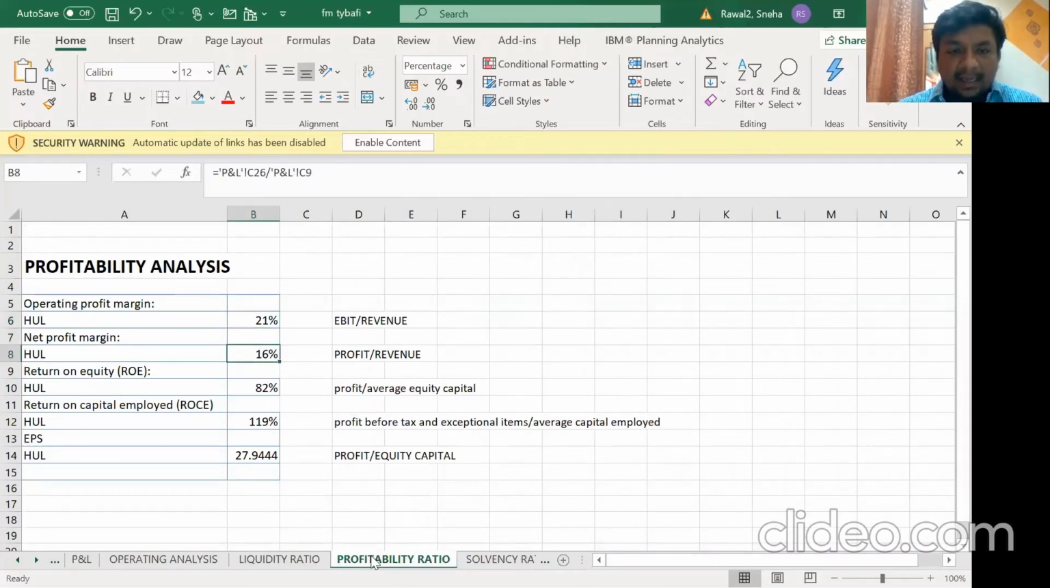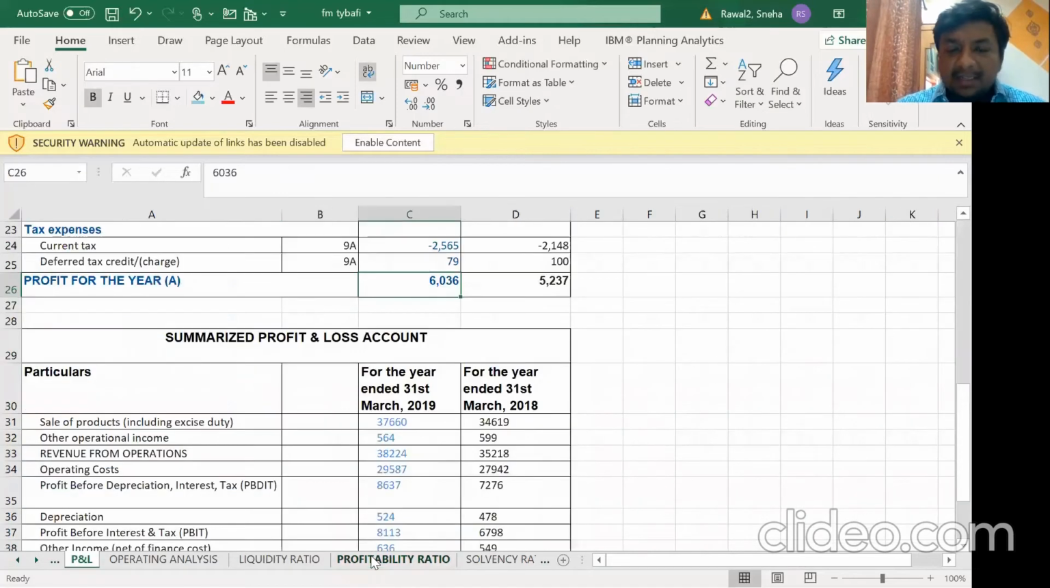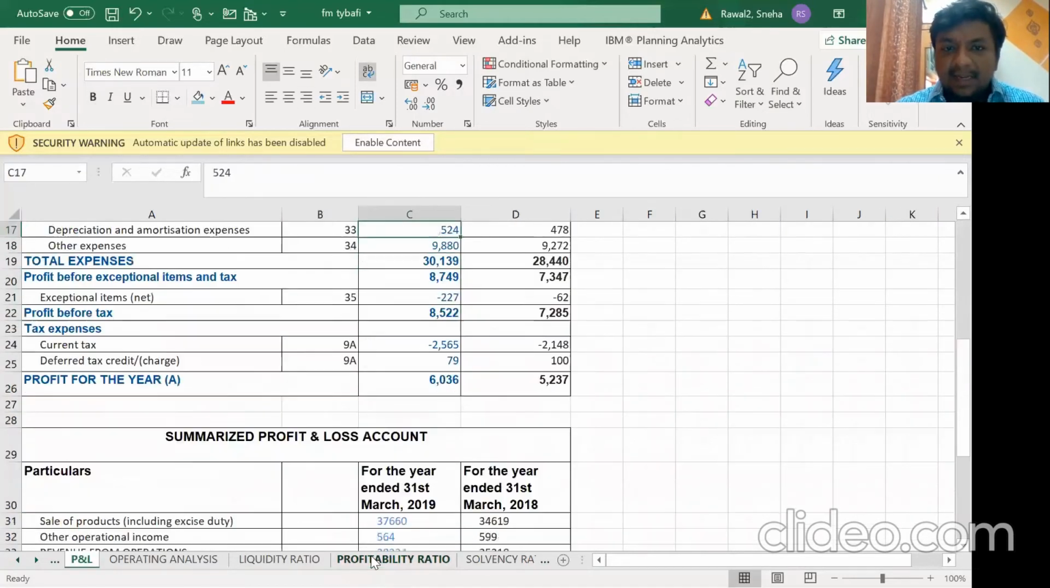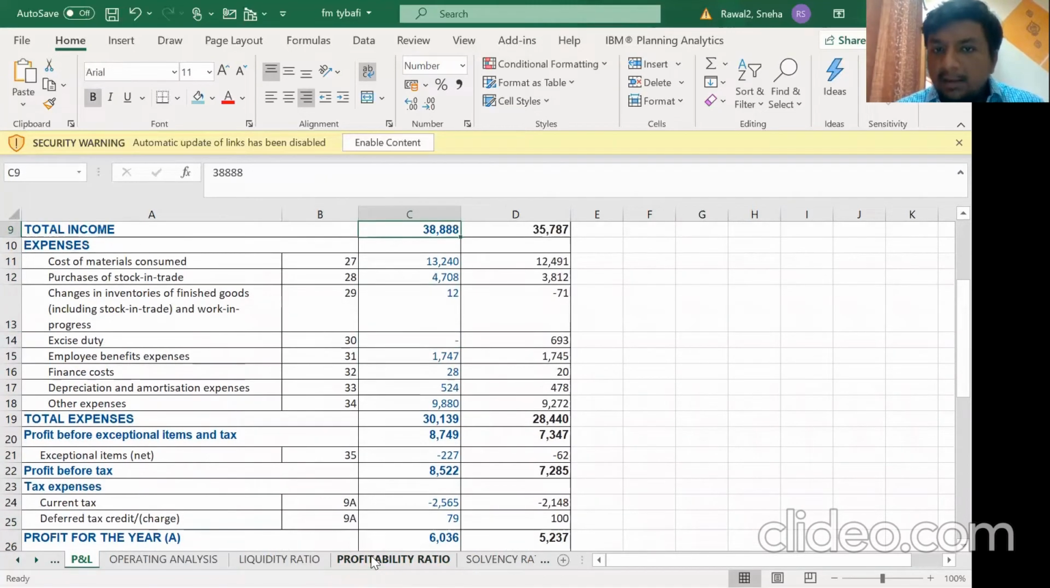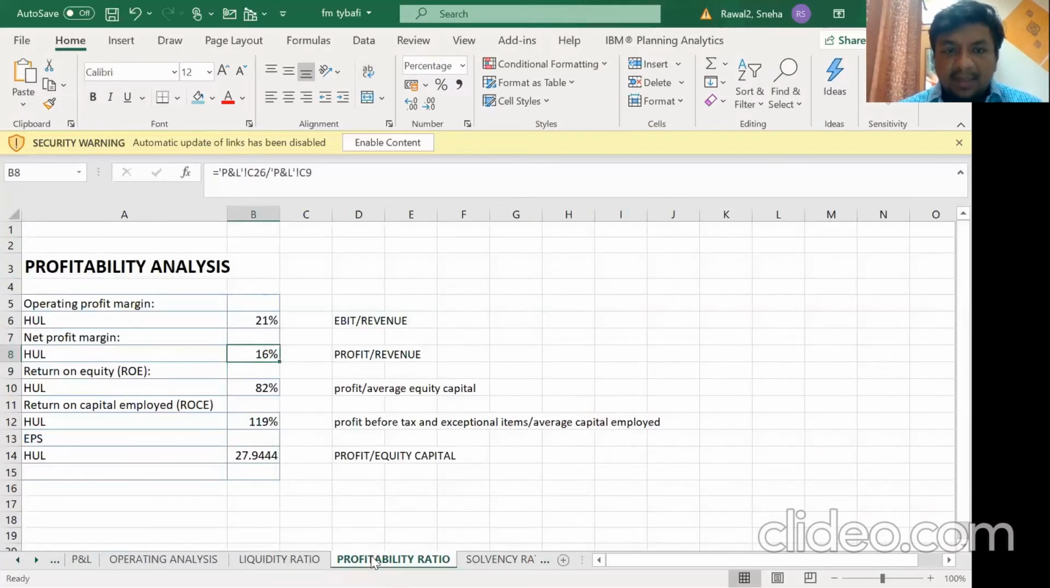Next one is net profit margins. Net profit margins is your profit for the year divided by the revenue. So profit for the year is 6063 divided by total income of 38,888. So that turns out to be 16%.